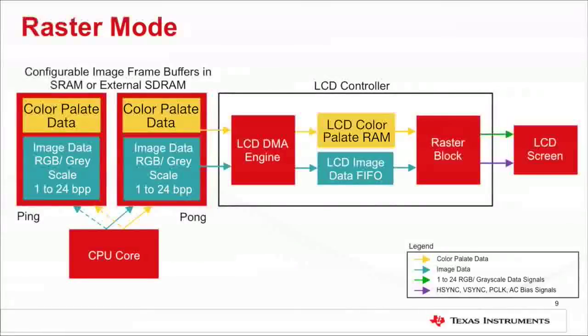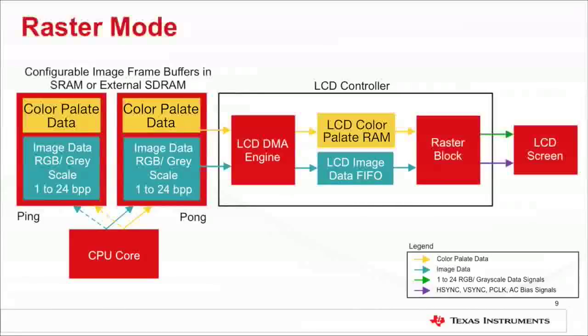In the raster mode, the image buffers can reside in the microcontroller's internal SRAM or in the external memory connected via EPI. The image buffer contains a space for the color palette data and image data. LCD DMA Engine copies color palette data to the LCD module's internal color palette SRAM. LCD DMA Engine would send image data to the main LCD controller image data FIFO.